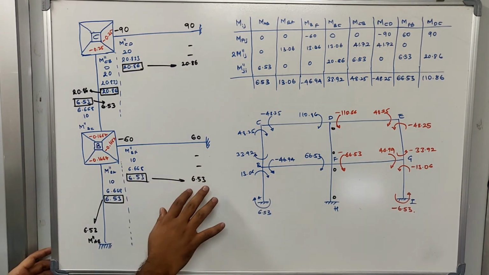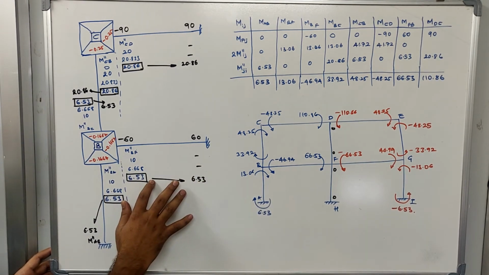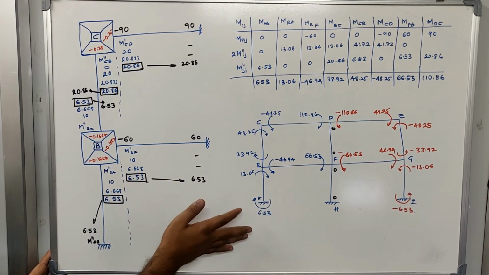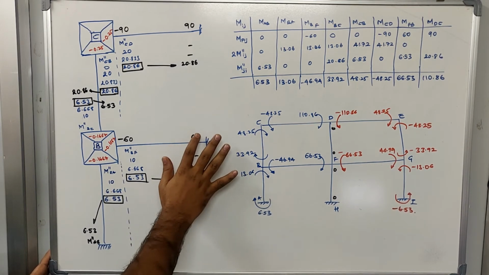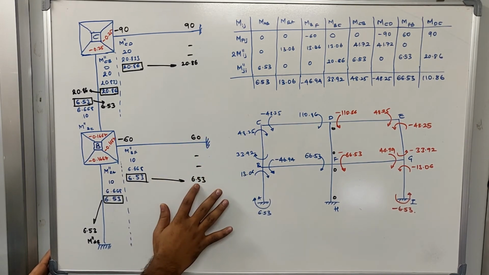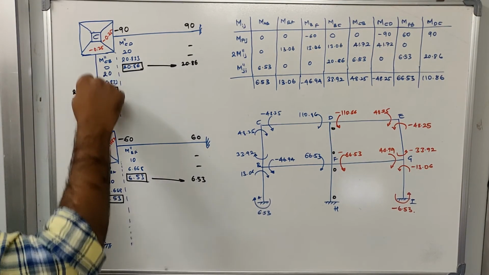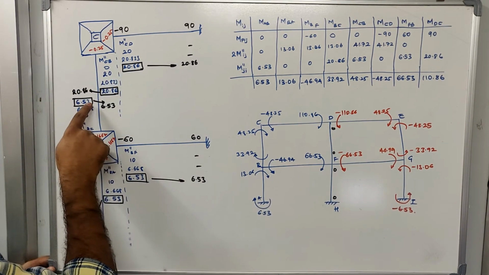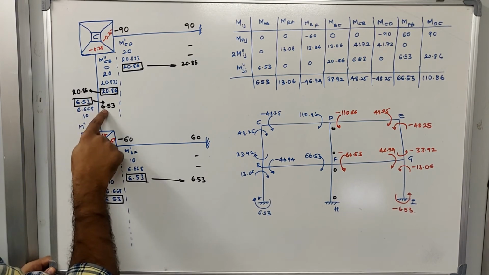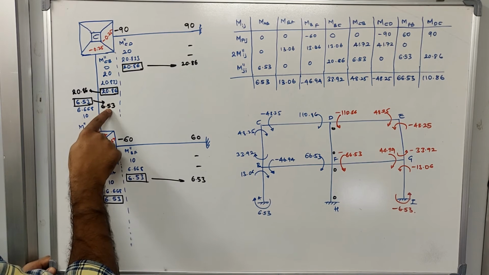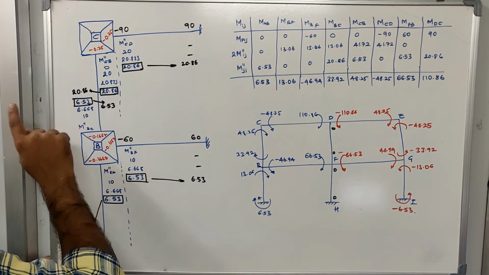What we'll do is consider these values. We'll carry over whatever rotation moment we calculated here to this side, which is 6.53. This is already 60, which is the fixed end moment, and this is the carryover moment. Once this is done, we'll go to joint C. In joint C we have to carry over from BC to CB and CB to BC. Now 6.53 is carried over here and 20.86 is carried over to this side.